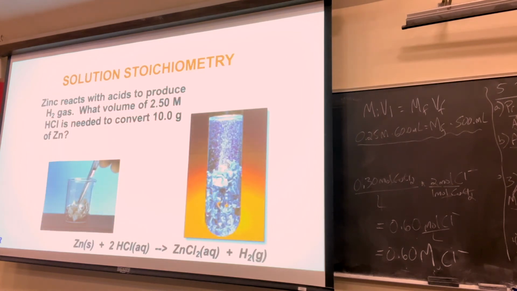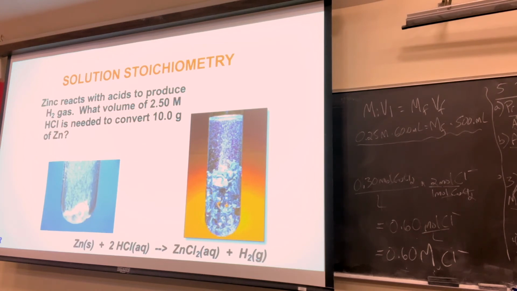Reaction of zinc and hydrochloric acid is both a gas-forming and a redox reaction. In last Monday's lecture, we talked about stoichiometry. So for example, to find out how many moles of HCl we need, we would first figure out moles of zinc. 1 mole of zinc needs 2 moles of HCl, so we had like a 2-to-1 ratio.